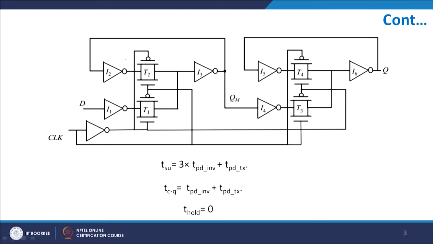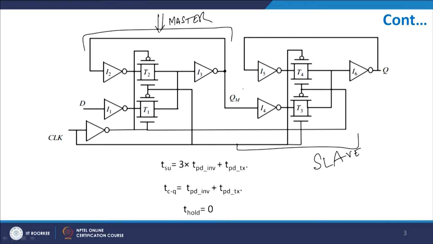So I have a TG, which is T1 and T2, for the master. This is my master configuration, and this happens to be my slave. So I have a master and a slave available to me. This is the master which you see in front of you, and this is the slave.